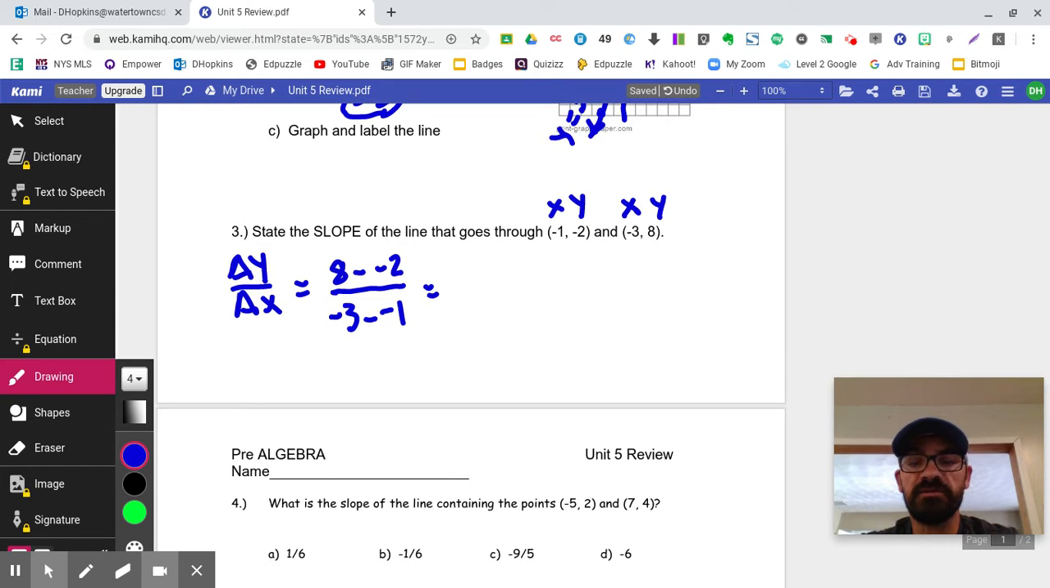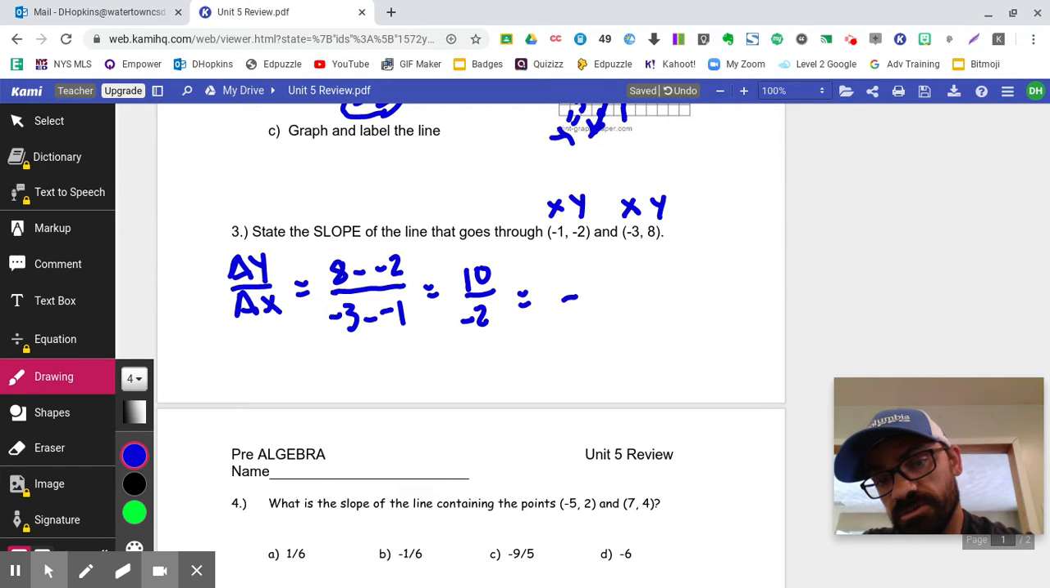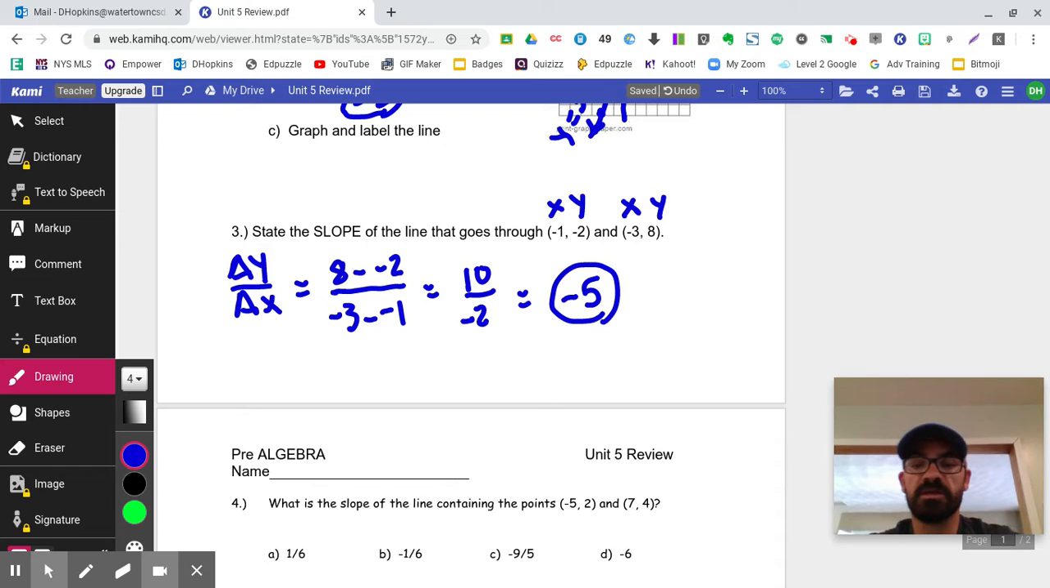Whenever you minus a negative, it's the same as plus a positive. So 8 plus 2 is 10. -3 plus 1 is -2. So my slope is -5.